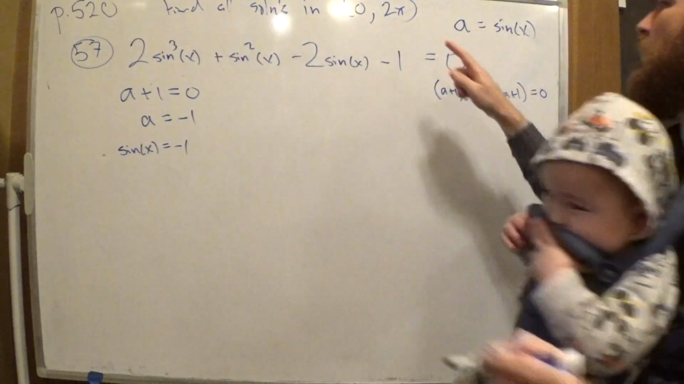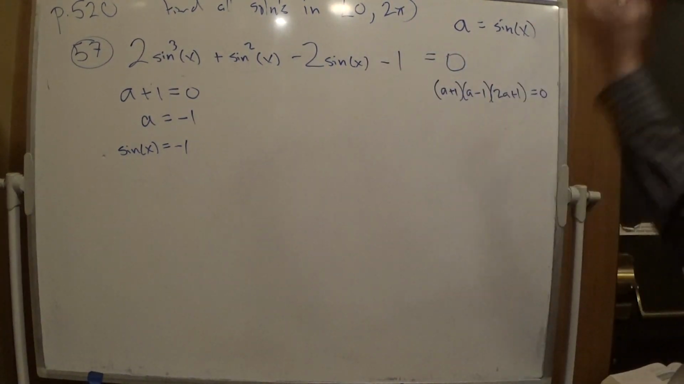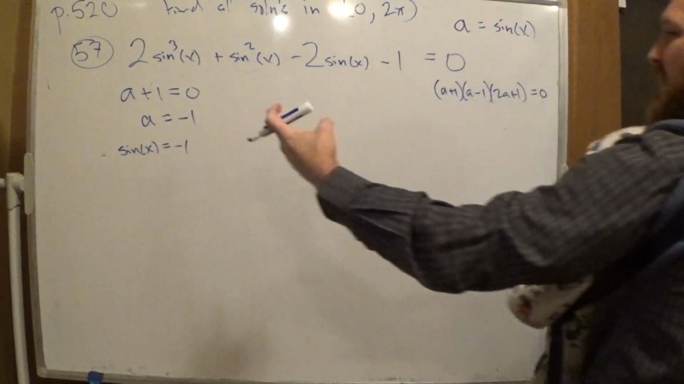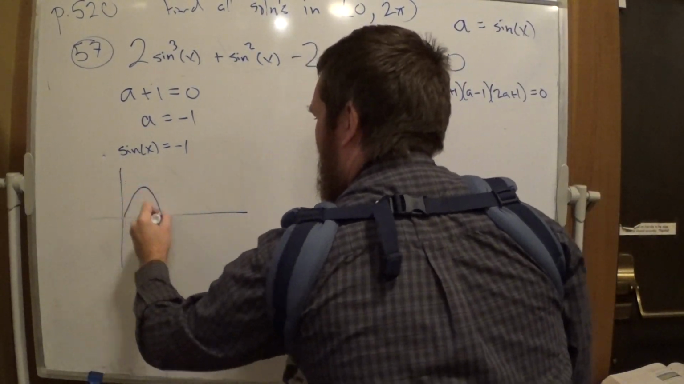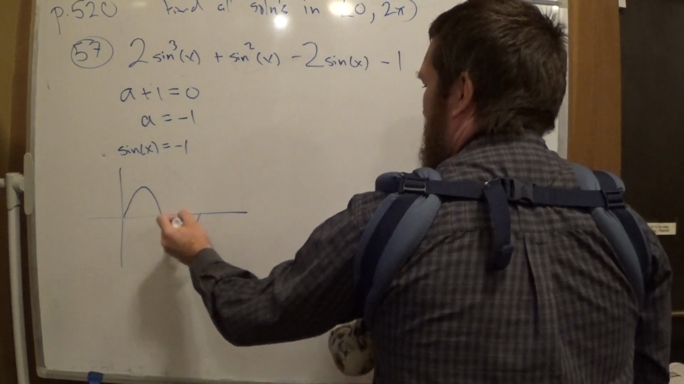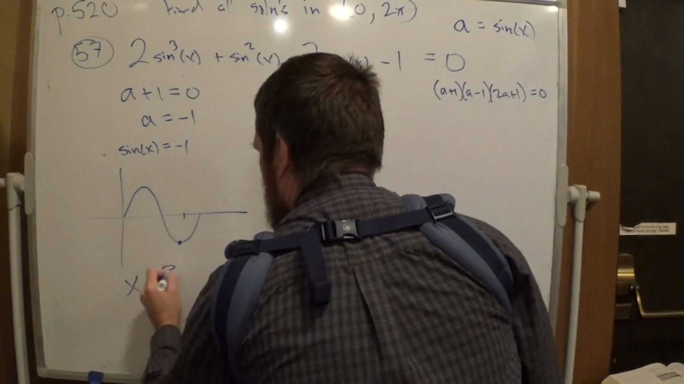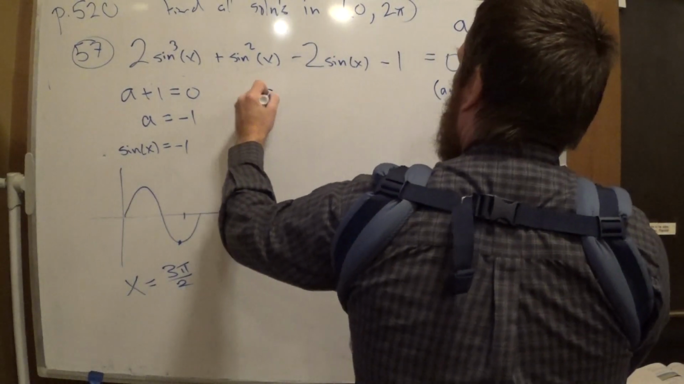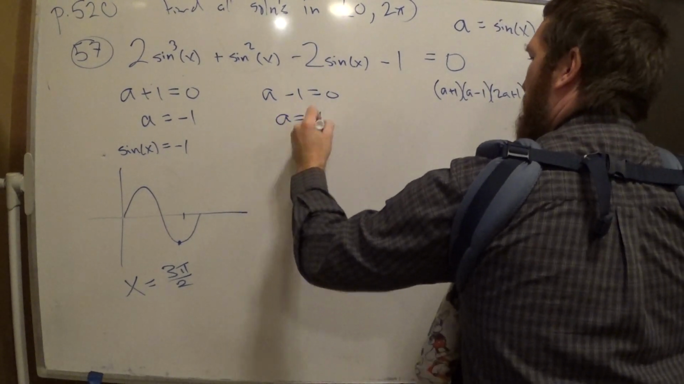And now what's nice is we're only looking for solutions between 0 and 2 pi. Another nice thing is this isn't 3x plus 2 or something like that. We're just saying, there's this graph of sine x, and we could graph it on that interval and say, where is that equal to -1? Well, that occurs right here. So x is equal to 3 pi over 2. That's one of them. The other one is a minus 1 is 0, so a is equal to +1.